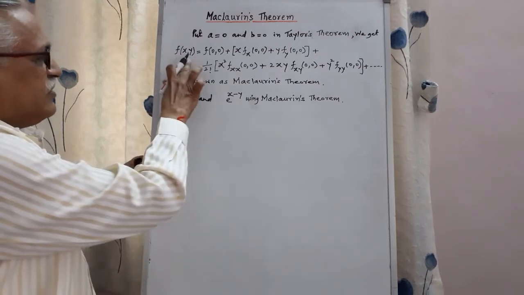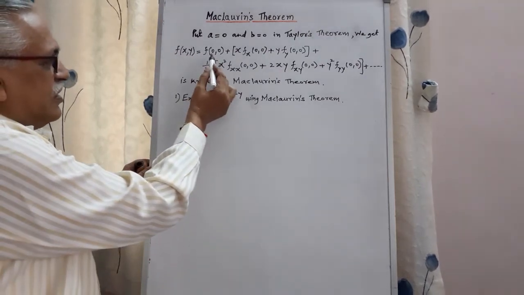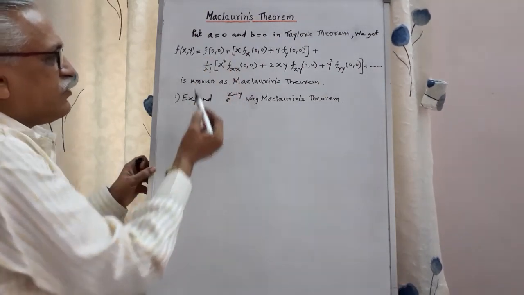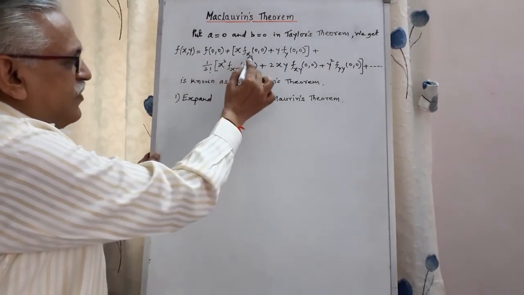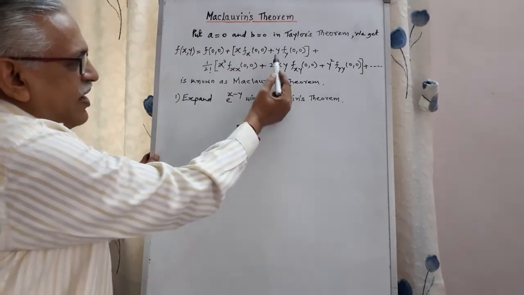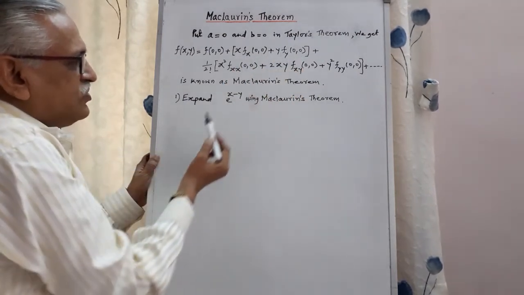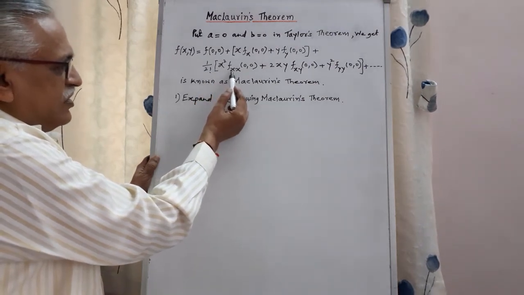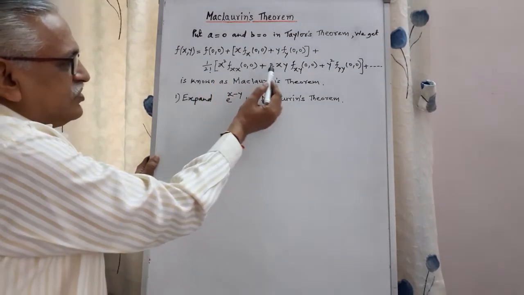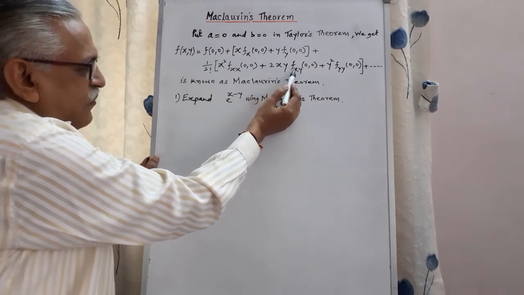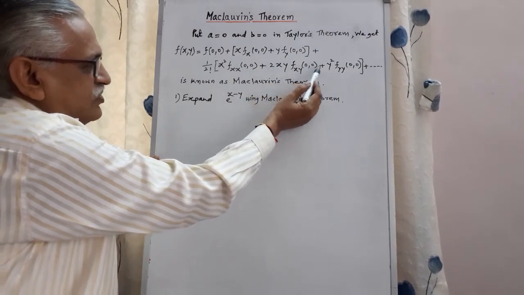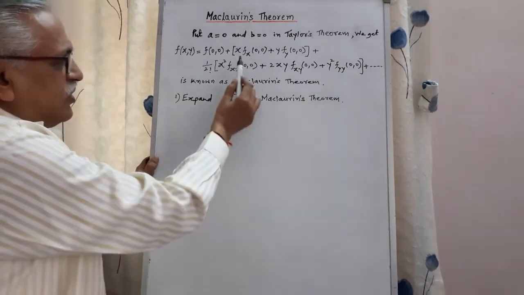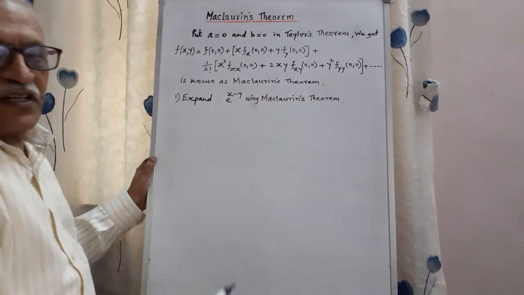f of x, y is equal to f at (0, 0), meaning x equals 0, y equals 0, plus x f_x at (0, 0) plus y f_y at (0, 0), plus 1 by 2 factorial times x squared f_xx at (0, 0) plus 2xy f_xy at (0, 0) plus y squared f_yy at (0, 0). All these suffixes stand for partial derivatives.